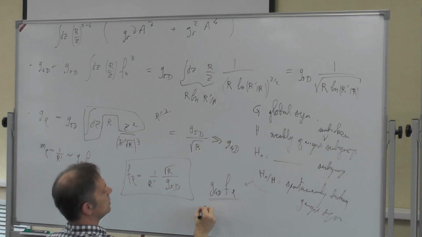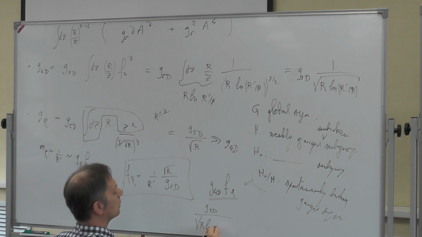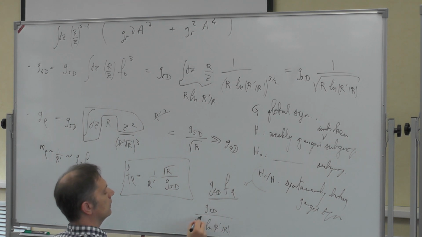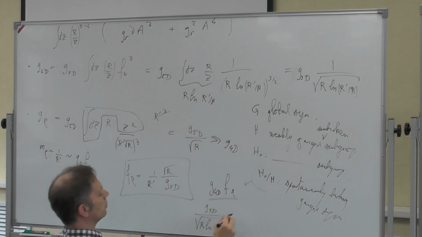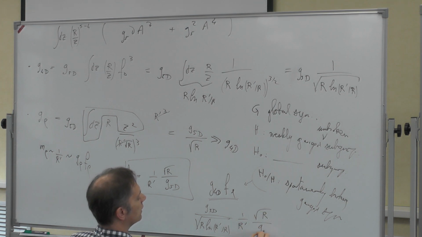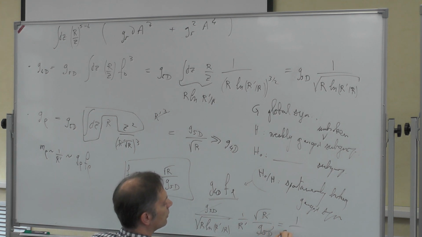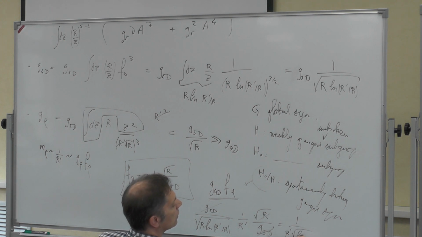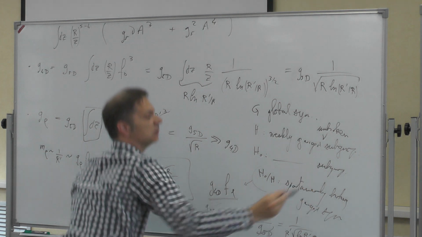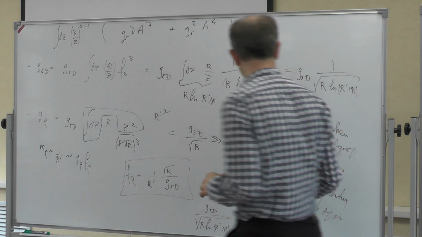So g4D, okay, where is g4D? g5D divided by square root of r times the log of r prime over r. Okay. f4, put it here, is 1 over r prime, square root of r divided by g5. g5D cancels, r cancels, and you end up with 1 over r prime, square root of the log of r prime over r, which is exactly the result of the five-dimensional computation. So you really have this nice interpretation.